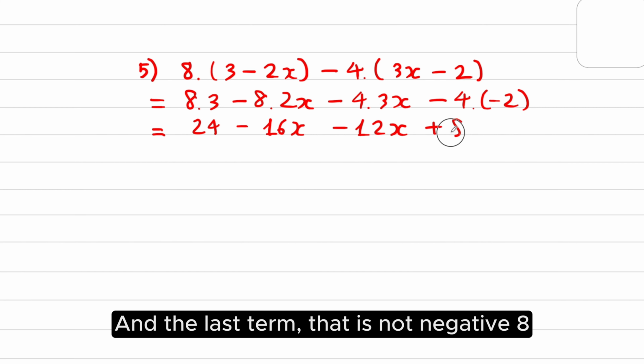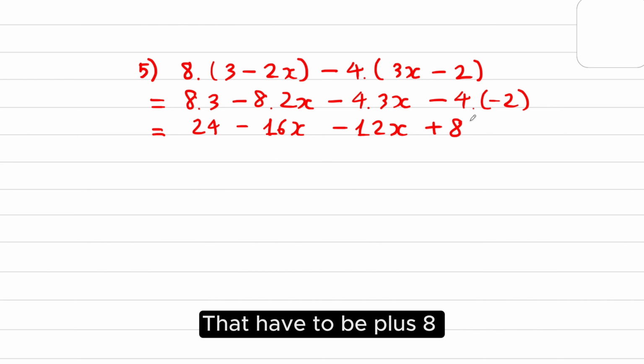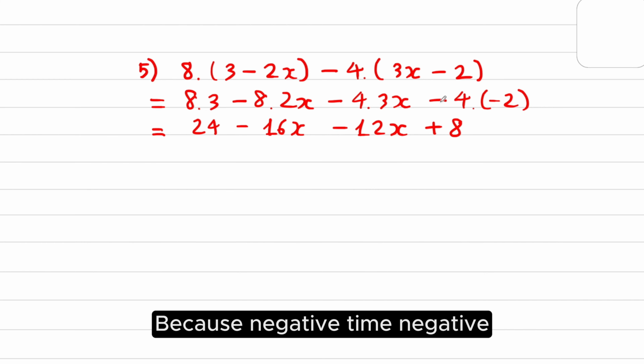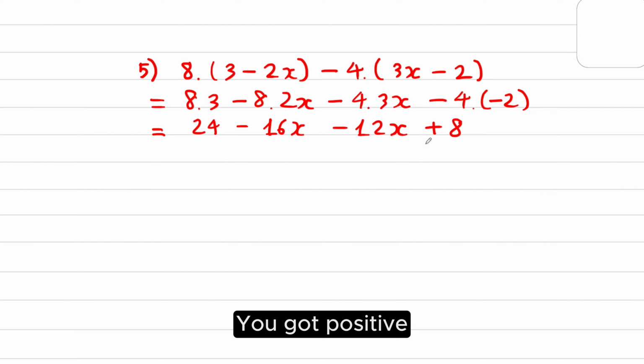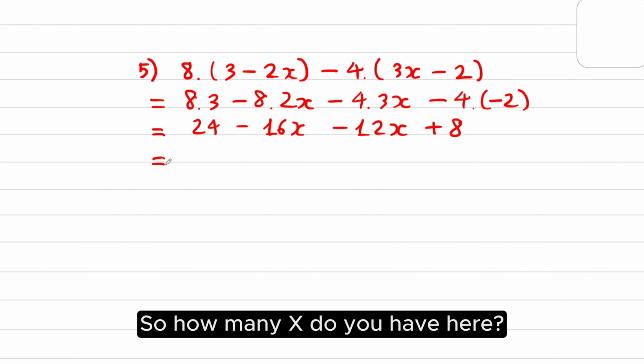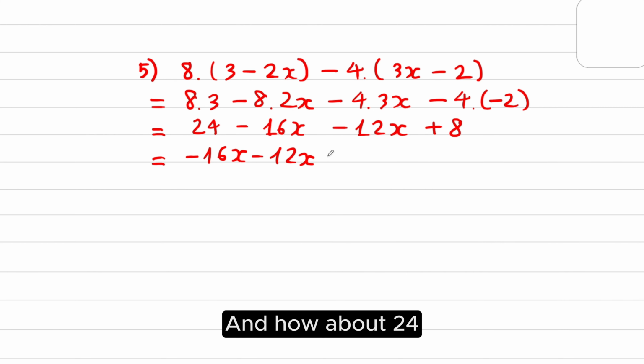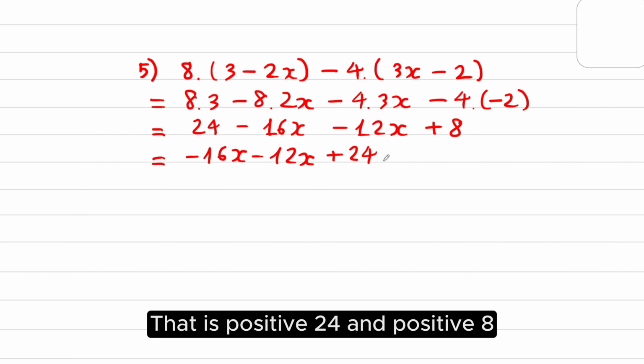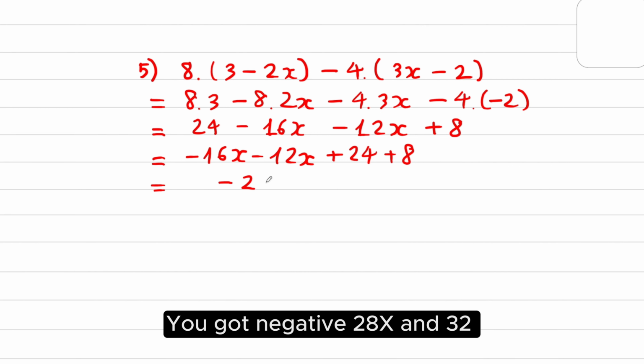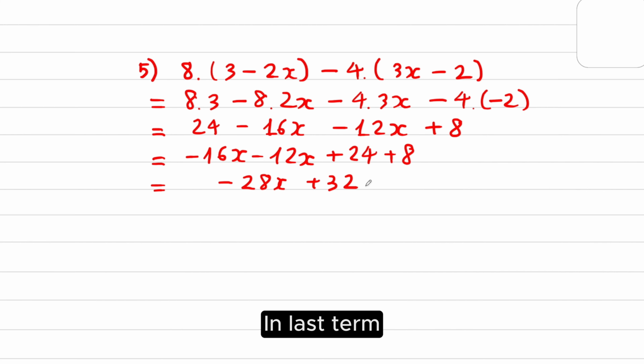And the last term, that is not negative 8. That is not negative 8. That has to be plus 8, because negative times negative, you got positive. So how many x do you have here? Yes, minus 16x and minus 12x. And how about 24? That is positive 24 and positive 8. So for this one, you got negative 28x and 32 in the last term.